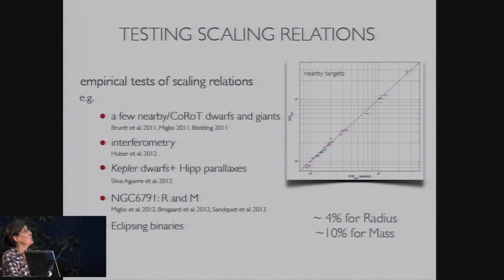We also have the possibility to test, for example, the radius and the mass, using nearby targets that are known, or using interferometry, using parallax for some stars that are known, and using the stars in the clusters observed by Kepler. Doing all these kinds of things, we arrived at an agreement for the radius of the order of 4%. And for the mass, it's not so good, it's 10%. And there is also a systematic, from what I understood from the eclipsing binaries, that seismology always overestimates the mass with respect to what the binaries give us. But nevertheless, it's not so bad.